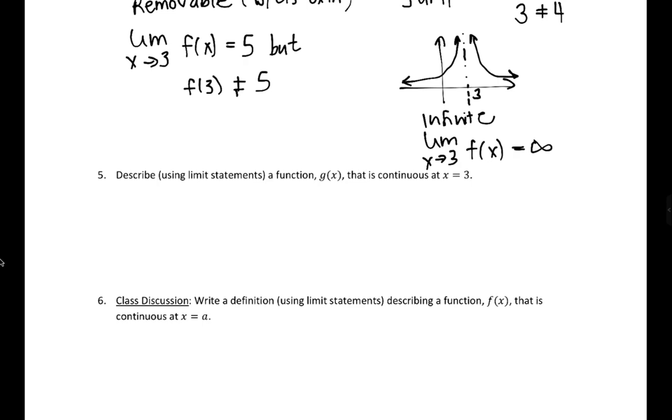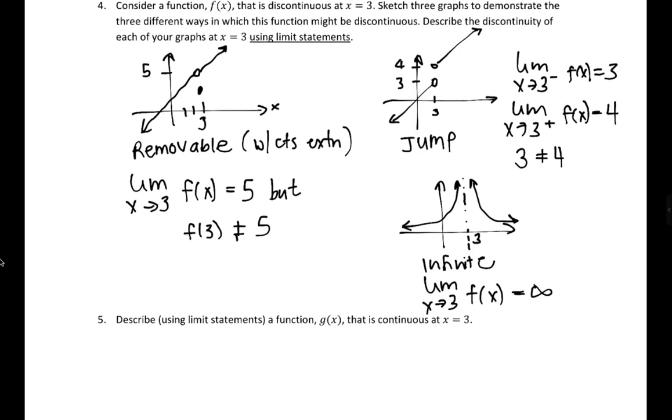All right, so now looking at all of these things, we want to put them together to say, what would we require of a function that is continuous? We would need that the limit as x approaches 3 from the left and the right are the same, so that it doesn't have a jump. And also that the limit as x approaches 3 exists, so that it doesn't have an infinite.